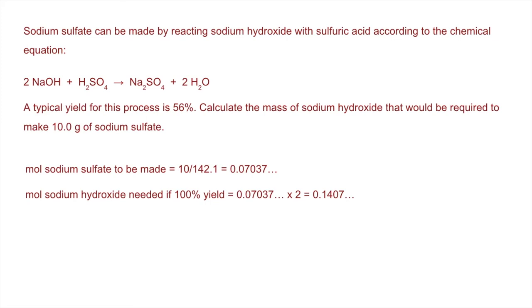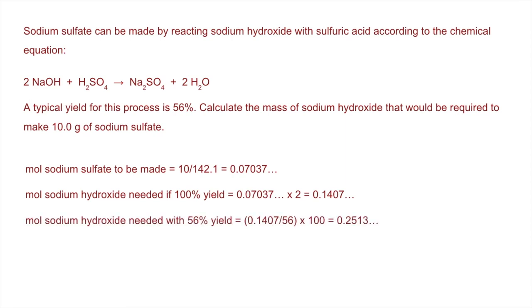So the way I do that is divide by the yield and multiply by 100. So the moles of sodium hydroxide we're going to need is 0.2513... And now all I need to do is multiply by the Mr of sodium hydroxide to get the mass I'm going to need. And I'm putting that to 3 significant figures, which is coming out at 10.1 grams.